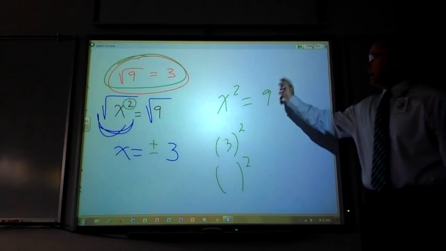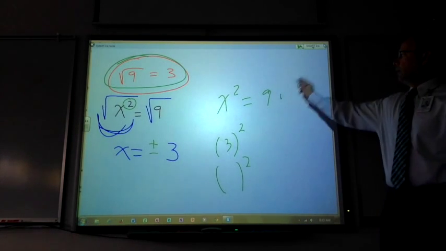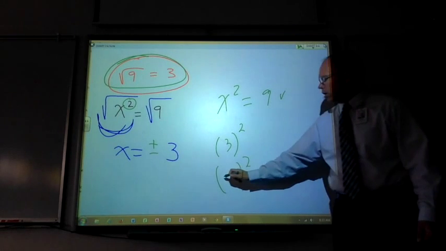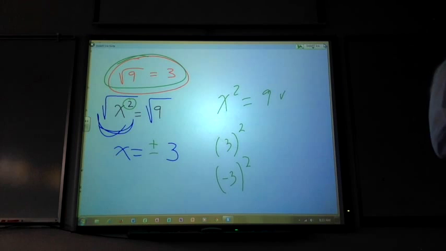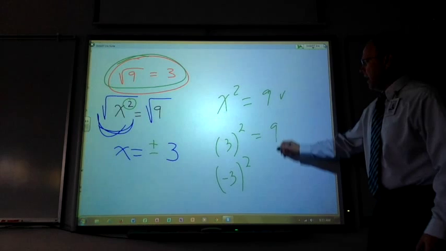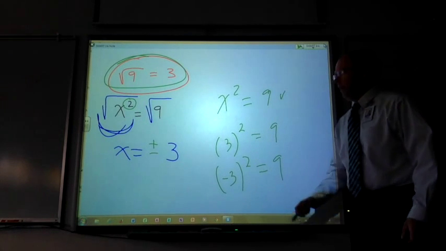9. Is 9 equal to 9? Everyone's okay with this, right? Yes. Okay. Now, realize I have it in parentheses for a reason. I'm squaring negative 3, which is the same thing as saying negative 3 times negative 3. What is negative 3 times negative 3? 9. So this gives me 9 for an answer, and this also gives me 9 for an answer.